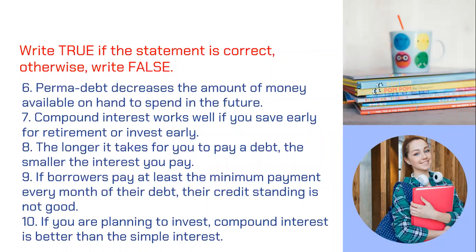Nandun ito sa module, hindi ko na siya masyadong diniscuss ngayon. Ang pinagtuunan ko lang ng pansin ay yung formula for simple and compound interest. So what's this permadebt? Okay, so it's true ha. It decreases the amount of money available on hand to spend in the future. Then for number 7, so anong guess ninyo? Compound interest works well if you save early for retirement or invest yearly, early. That's true. Diba? Kung ikaw yung investor, pag compound interest, that's better for you.